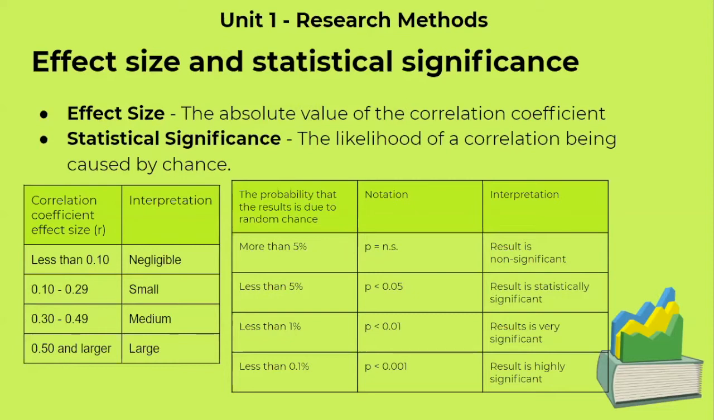So a correlation coefficient of 0 would suggest no correlation, while a correlation coefficient of 1 suggests a strong correlation. The conventional cutoff point for statistical significance is 5%. So a statistical significance of less than 5% indicates that the results are statistically significant. This means that a p-value less than 0.05 or 5% means that the result is statistically significant. So this means that your results have a 95% chance of being true.